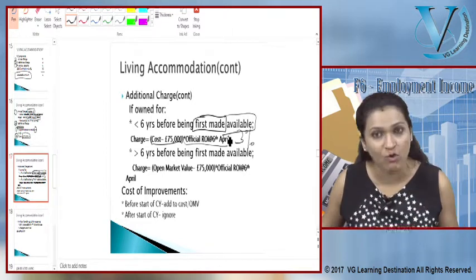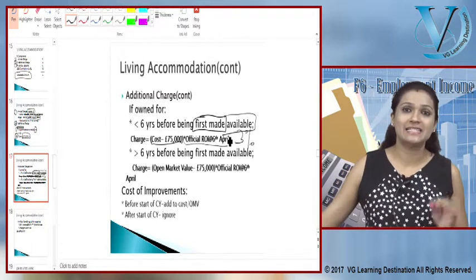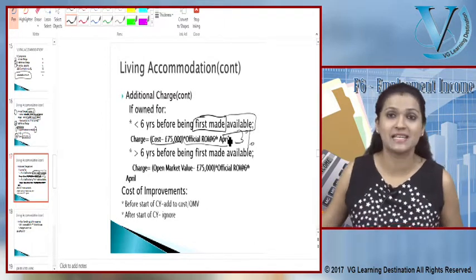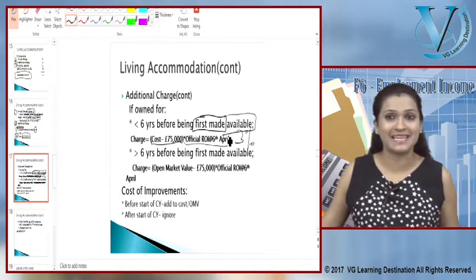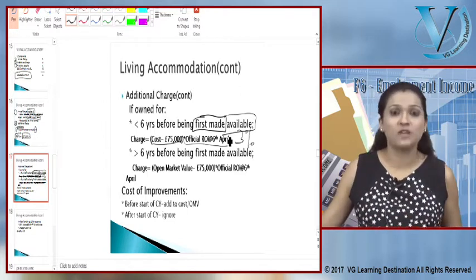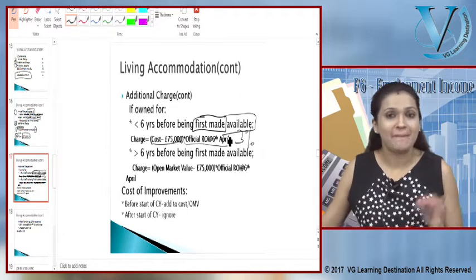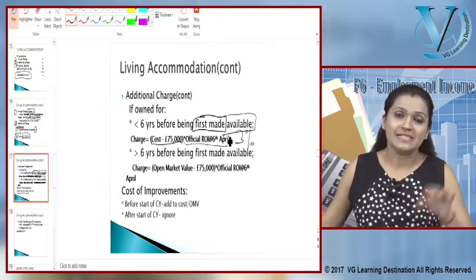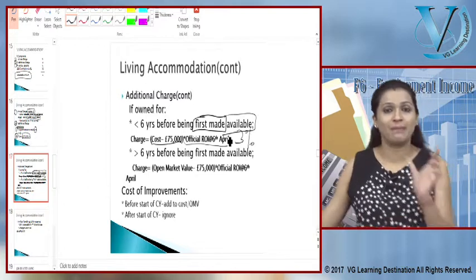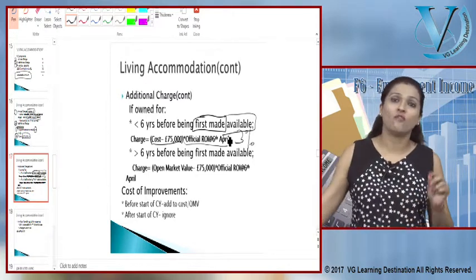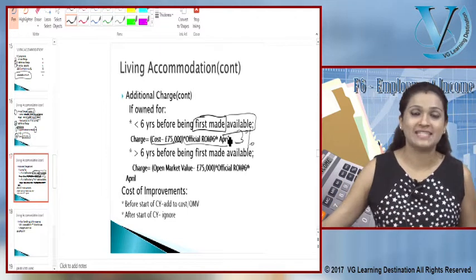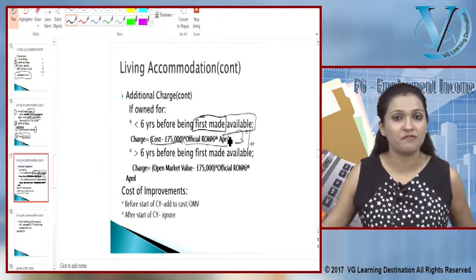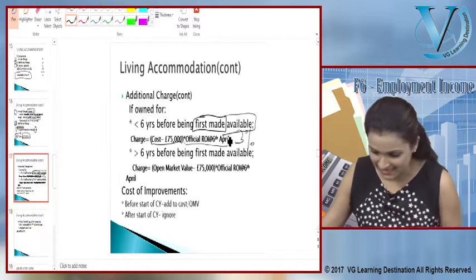You have to look at how many years have passed since the property was first made available. Is it greater than 6 years, or is it less than 6 years? If it is less than 6 years, what do you take? You take the historic cost of the property, which basically is the price at which you bought the property, minus the threshold level of 75,000. You multiply the difference of the two by the official rate of interest as at the 6th of April, which stands at 3% as at the 6th of April 2016.